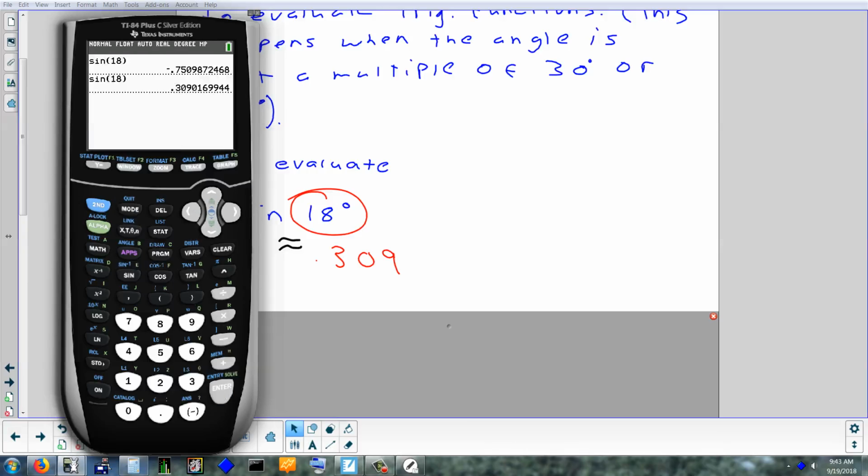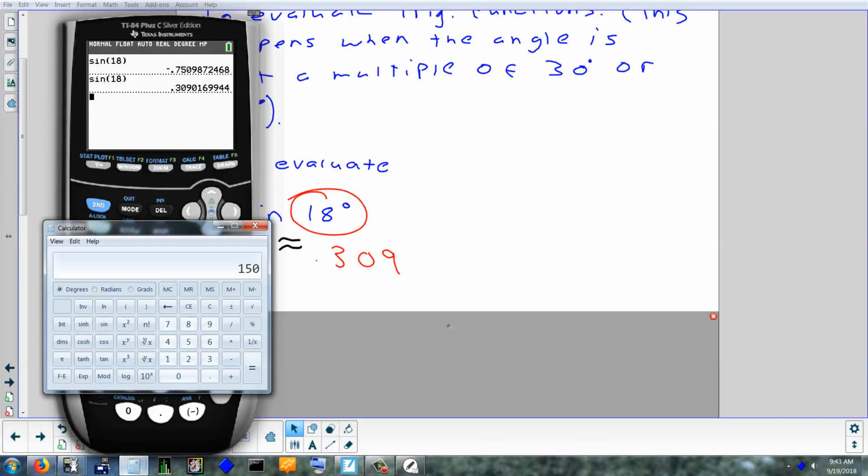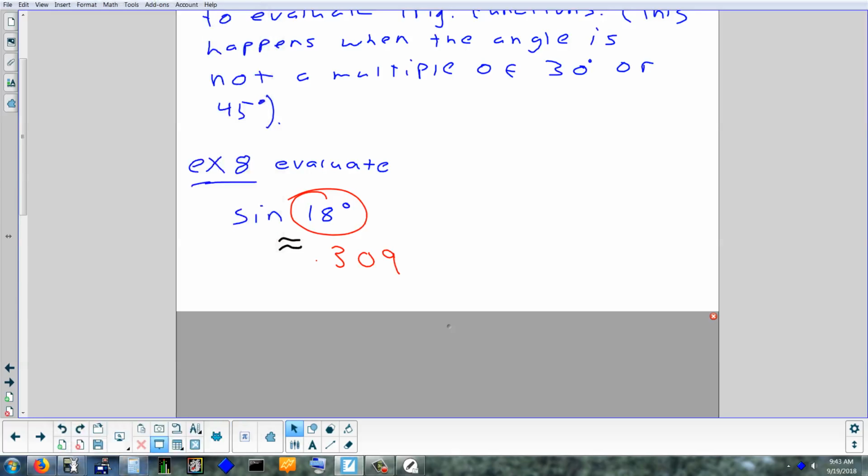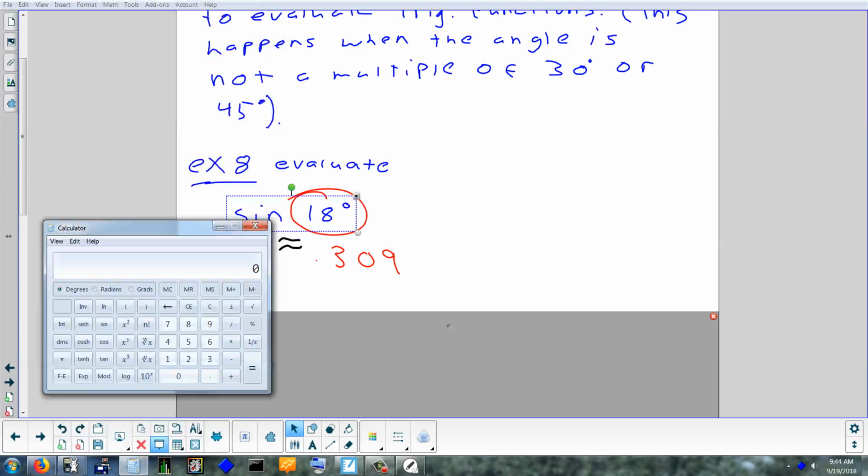Now, on this calculator, I have to type it in backwards. Okay? I like the graphing one because it's like the ones you guys have. You pretty much type it in the order you read it. You press sine, you press 1, you press 8. Oh, I gotta press my sine after. Well, on this one, I have to press 18 first and then go back and press sine.